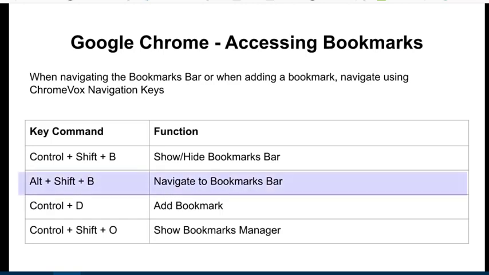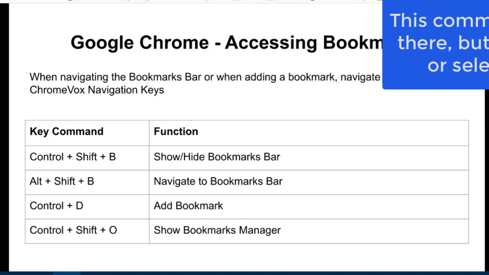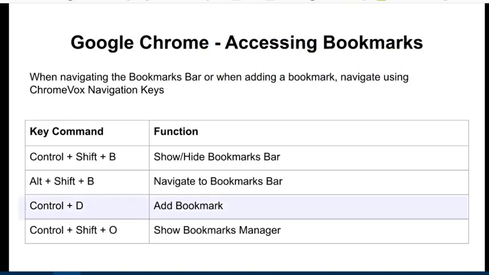Alt Shift B will navigate to the bookmarks bar. It will take you there and allow you to use your navigation keys to get around it. Control plus D will add a bookmark, and that's simple enough. If you're on a web page that you want to make sure is bookmarked that you can visit again, Control D is a great command. It will add that bookmark, and you'll be presented with a dialog box that we're going to look at a little further in the class this week.